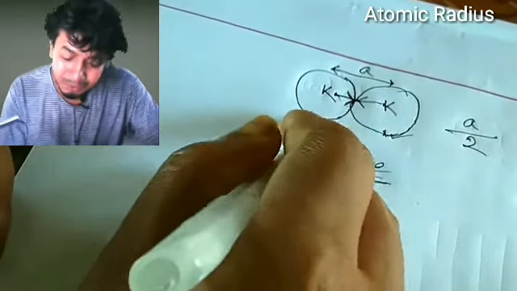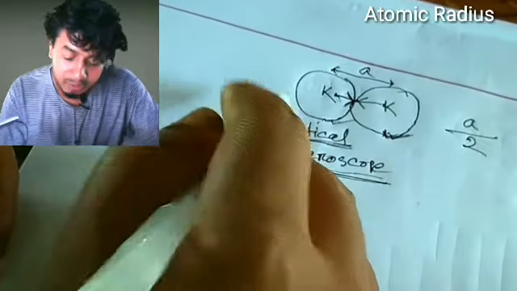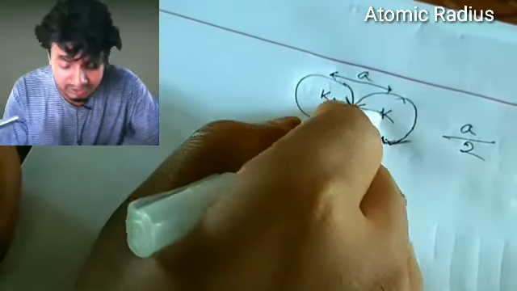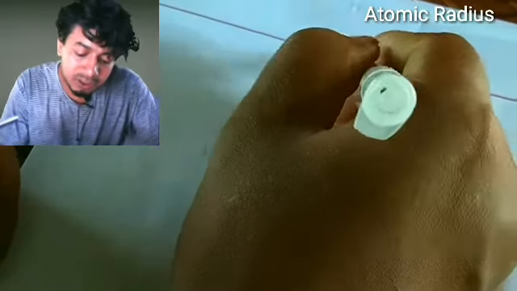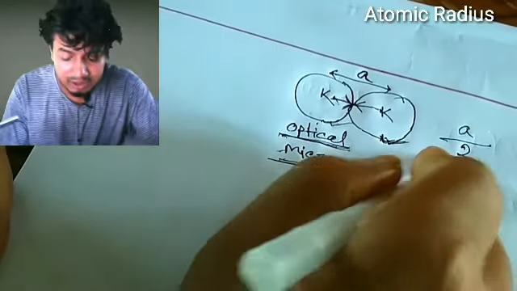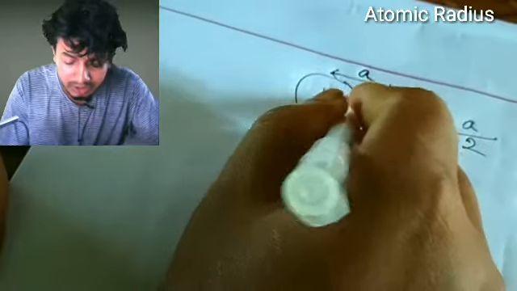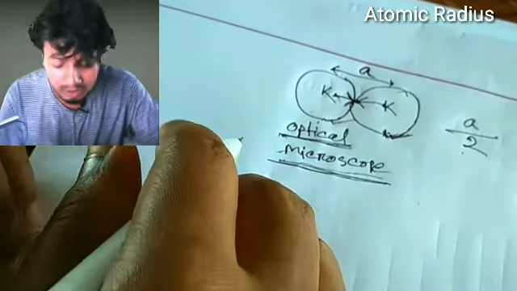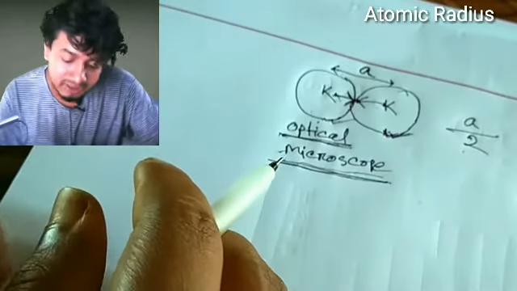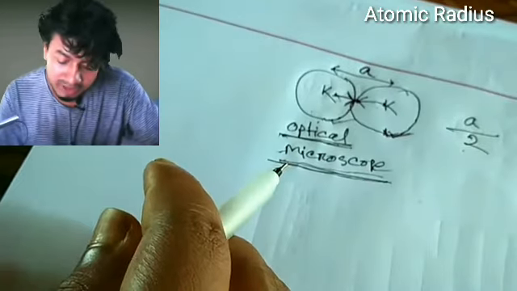You need to put potassium atoms side to side with that potassium atom, and measure the distance from this nucleus to this nucleus. If you put that value equal to a and then divide it by 2, you will get the distance from here to here, and this is one way to calculate the atomic radius.